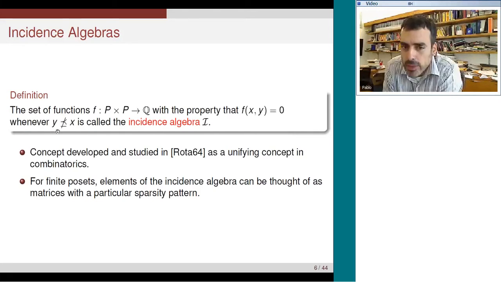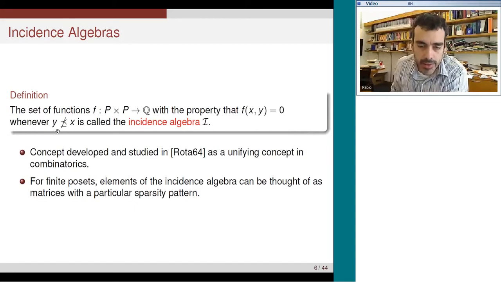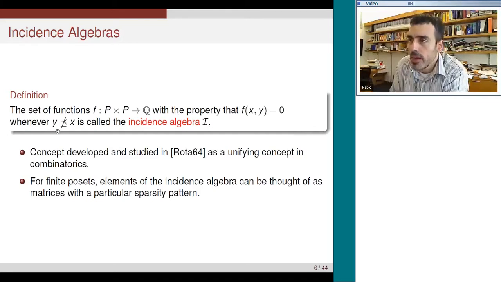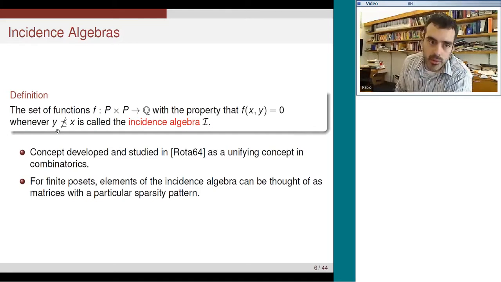And this is a very important notion in combinatorics. Somehow it's a unified concept of a number of different things in combinatorics. I'll tell you later a few examples of this. But again, for our case, in the finite case, we can really think of these as matrices. And I'll give you examples just in the next slide.